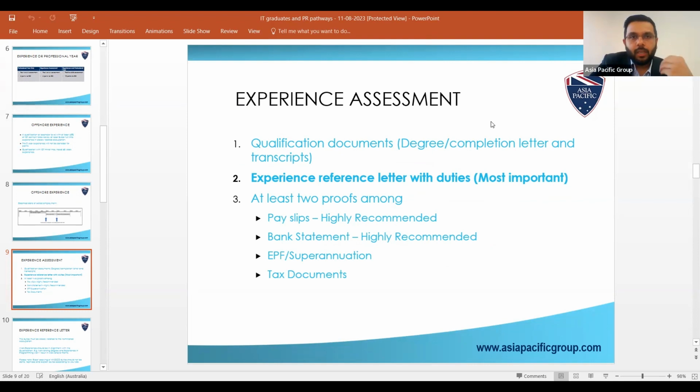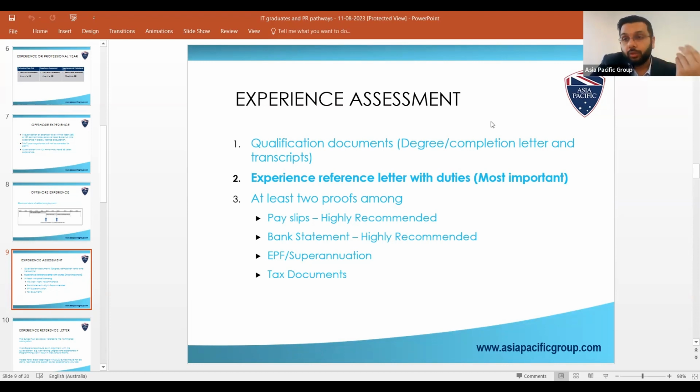Obviously, we would need your qualification documents, your completion letter, your degree transcript, all those sorts of documents. Along with that, we need to prove you have experience. How do you prove your experience? Essentially, two things. Point number 2 is the experience letter with duties. This is the most important part, because if you cannot prove on a company letterhead what you were doing for that company for the last 2 or 3 years, you've not done the job. So you have to get the right letter in the right format with the right duties.